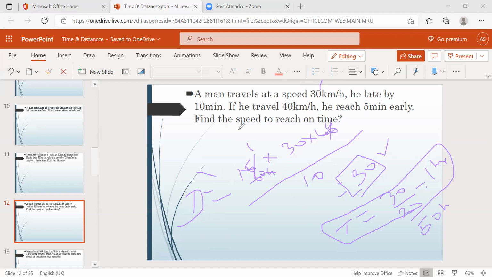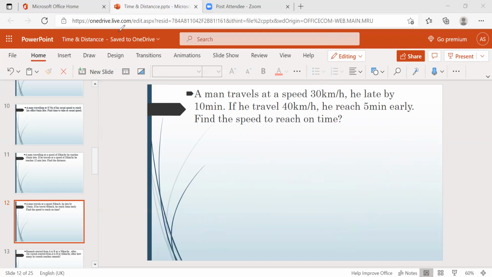You can do the same thing using the other formula also. But use this formula when they ask to find the distance only, first of all. Okay, that is easier, right? Is it clear?